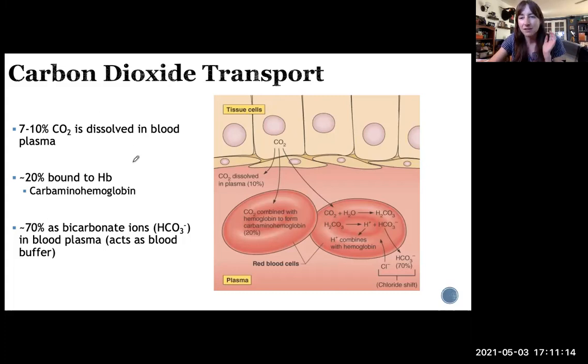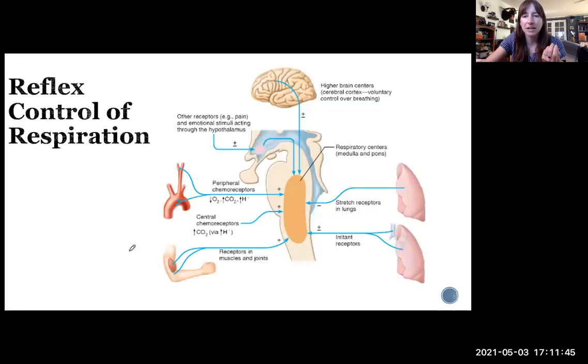Just know that oxygen can be transported dissolved in the plasma, only 2%, but carried by hemoglobin, 98%, the vast majority. Carbon dioxide can be transported 3 different ways. 1, dissolved in the plasma. 2, carried on hemoglobin. And then 3, as bicarbonate ions in the blood, which also acts as a buffer in the blood to keep the pH from getting too low. And let's talk about the actual nervous control of respiration.